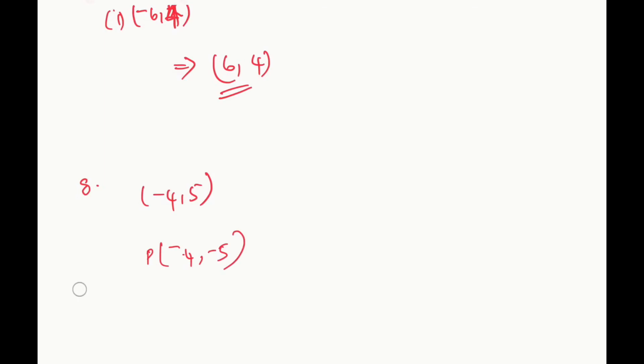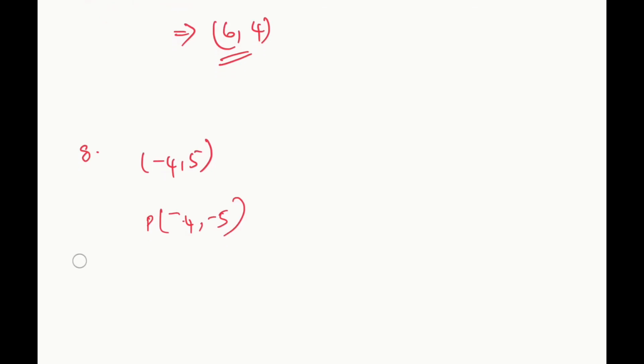Okay. Find the coordinates of the image of P under the reflection in the y-axis. So, what will be the coordinates of the image of P under the reflection in the y-axis? In the y-axis it will be P dash, I can take. It will become 4 and plus 5 itself. 5 will not change. Plus 5.